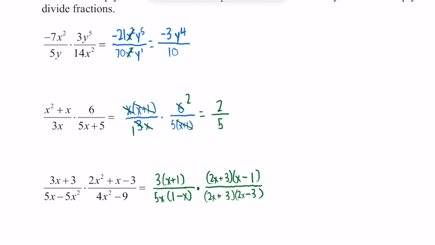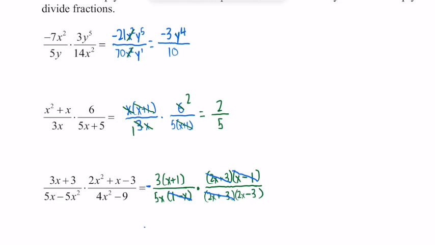Now there's a few things we'll be able to do here to reduce it. There's a 2x plus 3 factor in the top and the bottom that we can cancel out. There's one other thing that we can do to reduce this. X minus 1 and 1 minus x are not exactly the same thing. They're opposites. And you can cancel out opposites, but when you do that, you need to put a negative sign out in front of your entire problem.